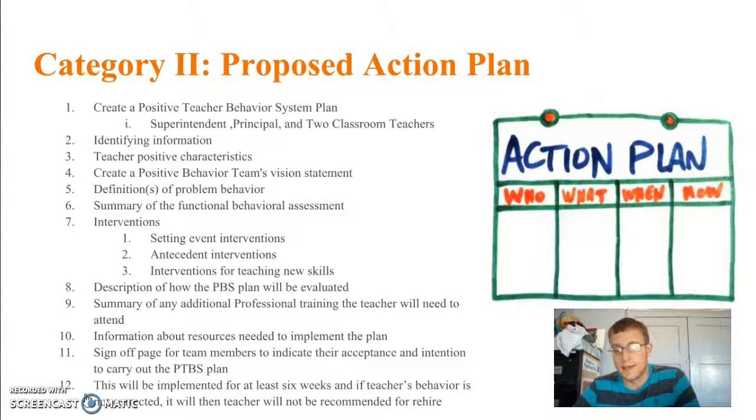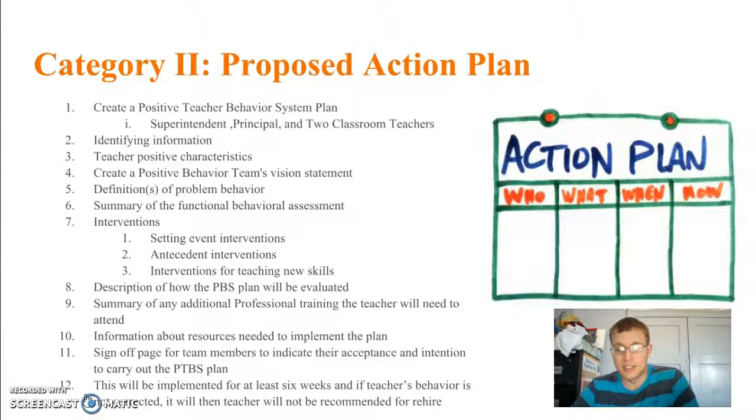I would conduct it for 6 weeks. The superintendent would go in and observe. Then I would the next 2 weeks, and then the teachers would go in the last 2 weeks. After that, we would meet and talk about any professional training the teacher would need to attend and implement, and then we would sign off.